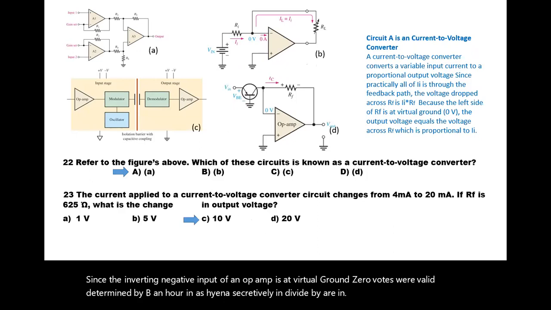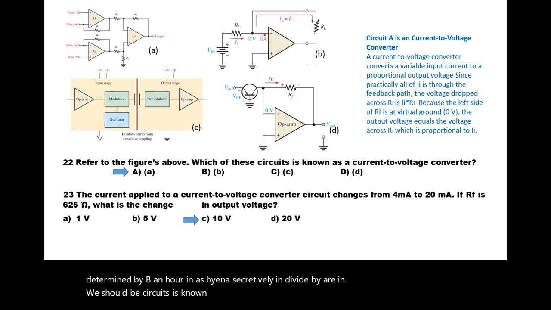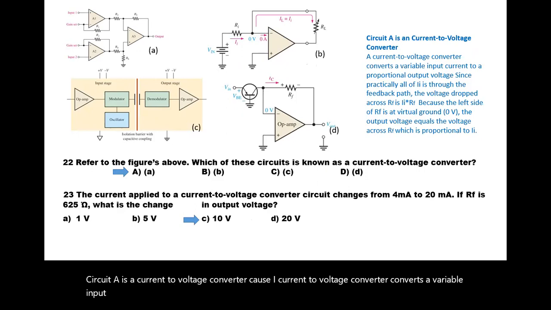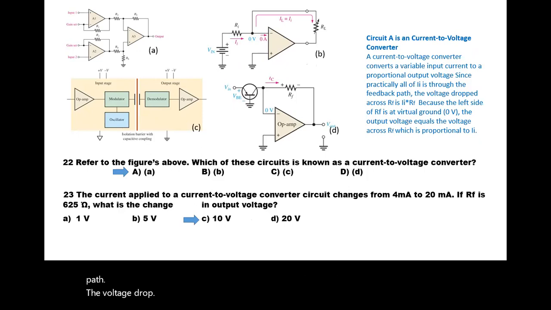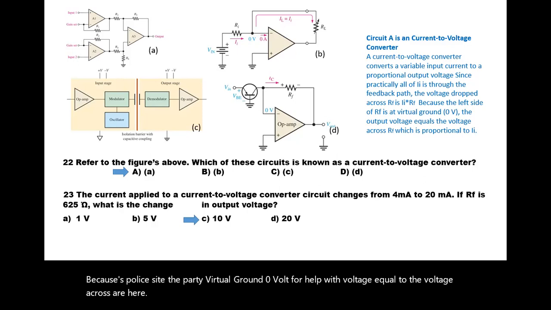Which of these circuits is known as a current to voltage converter? Circuit A is a current to voltage converter, because a current to voltage converter converts a variable input current to a proportional output voltage, since practically all of I in flows through the feedback path. The voltage drop across RF is I in multiplied by RF. Because the left side of RF is at virtual ground, 0 volts, the output voltage is equal to the voltage across RF, which is proportional to I in.